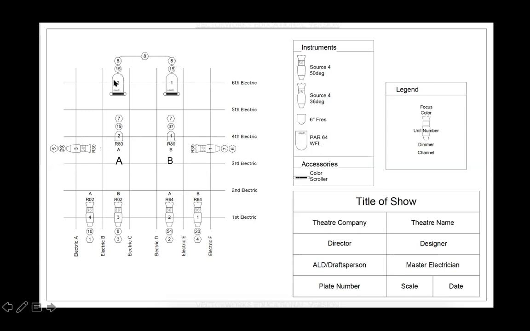So these two lights are both plugged into dimmer 15, and they share the same channel because we just want to bring them up at the same time. They might have different colors in them, but we want to bring them up at the same time. So that's why we would twofer them like that.